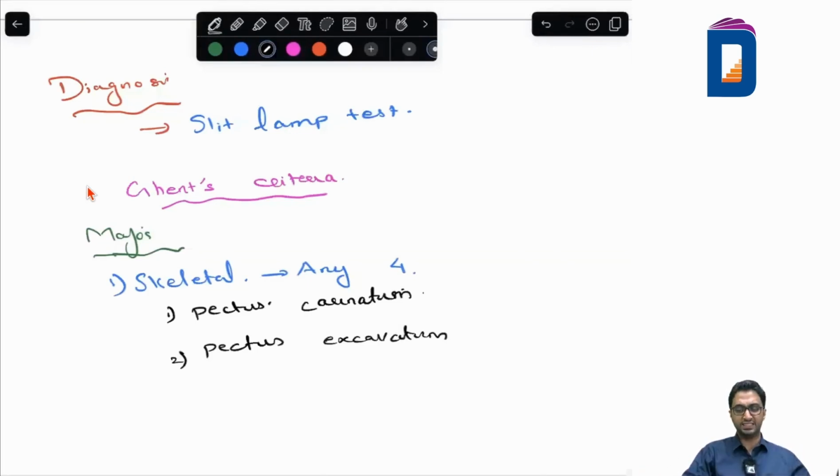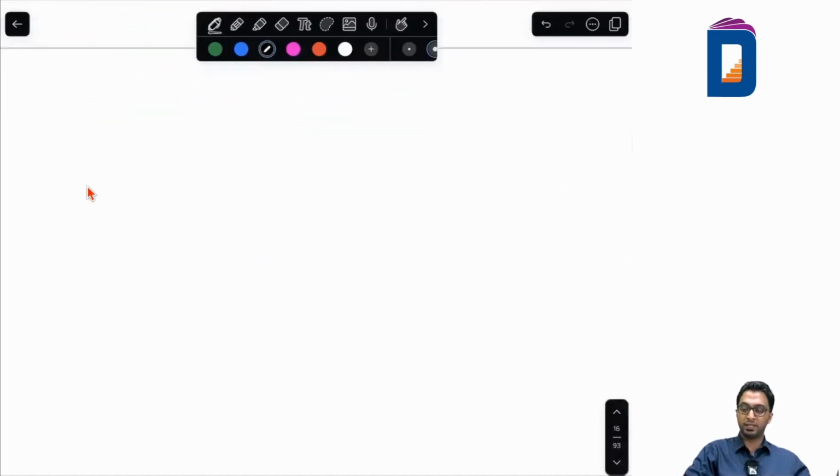Excavated, sunken, gone inside. Carinatum is protruding. So basically, pectus is something related to your chest. Carinatum is where the patient's chest is protruding. Okay, protruding. I'll show you the pic. Excavatum is sunken inside. So these two are among the major criteria.